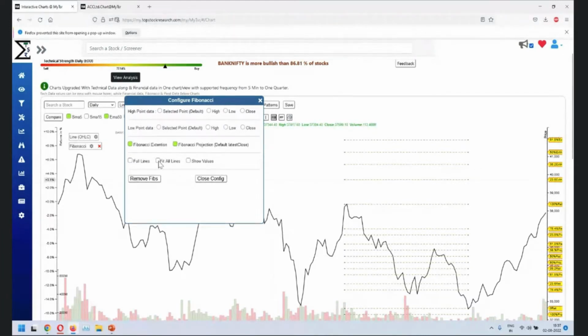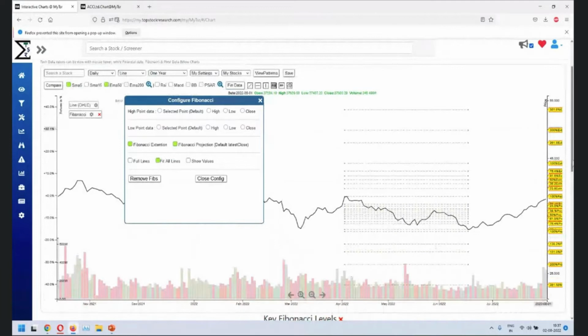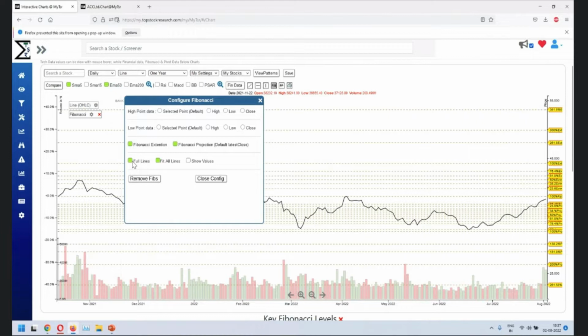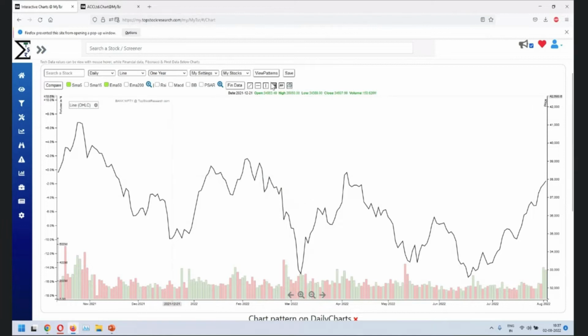If you want to fit all the lines, now you'll see that it goes all the way to 361% extension and 261% projection and extensions. Of course, the chart doesn't look ugly, but for those who understand it well, it may mean a lot of things to them. Fit all the lines, then you'll see all those things. Pretty cluttered chart. Not for everybody. It's for the guys who deal with fibs a lot. Remove fib. So there we are.